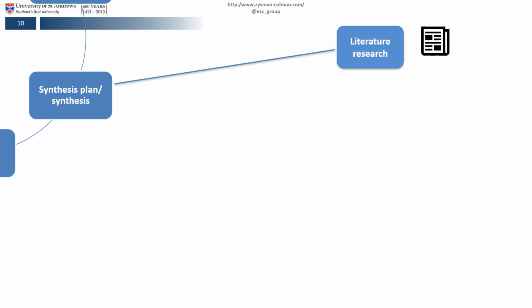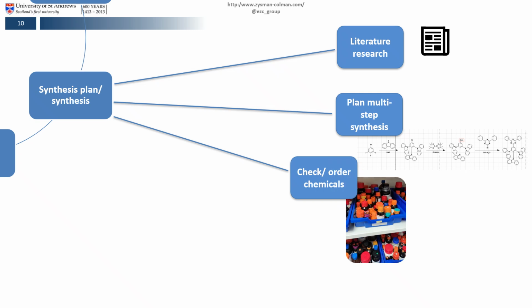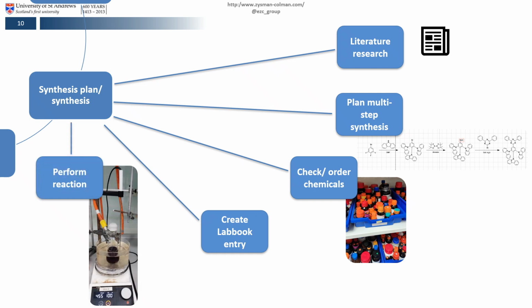When it comes to synthesis, we first look into literature for similar reactions, then we plan ahead the multi-step synthesis, followed by checking or ordering the necessary chemicals. Then we create a lab book entry to calculate the scale of the reaction, and last but not least, we perform the reaction in our lab.